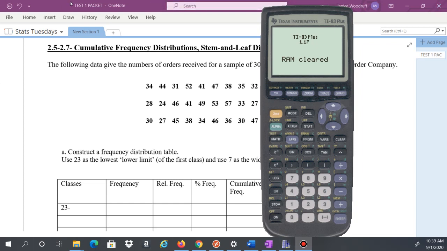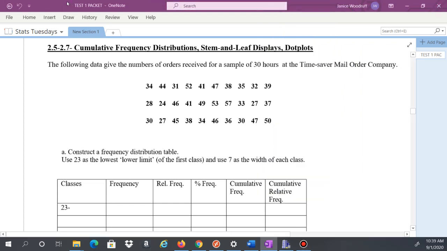Right, so we are starting with just the end of chapter 2 here. So we're going to look at cumulative frequency distributions. Then we're going to do some other different types of displays. So you have, in addition to bar graphs and circle graphs, stem and leaf, and dot plots. Okay.